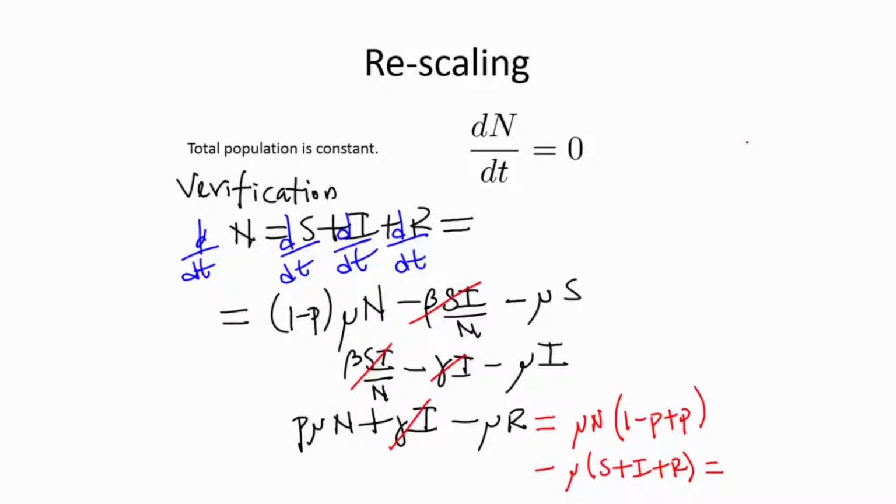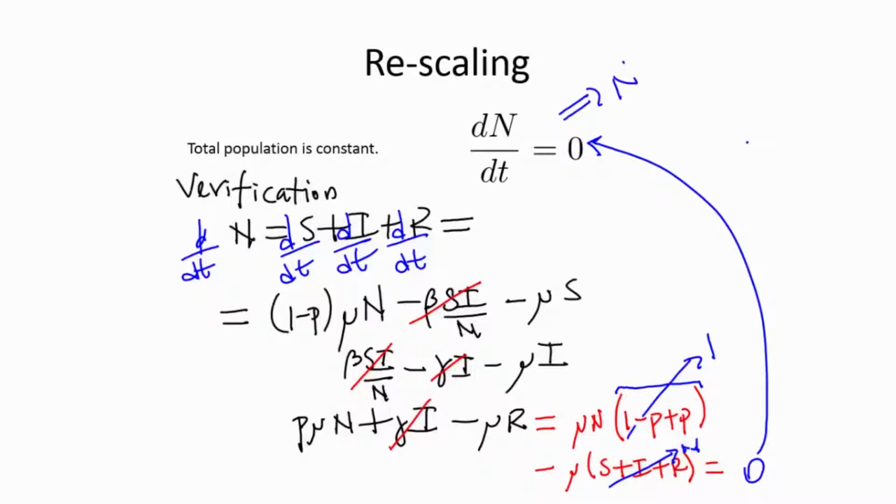And so it's easy here to conclude that this term becomes 1. So we have mu times n, and S plus I plus R is n. So we have mu n minus mu n, which is 0. So what we have verified there is precisely that the derivative of n of t equals 0, and this implies that n is a constant. Okay, n is a constant because its derivative is 0. So the total population is constant.